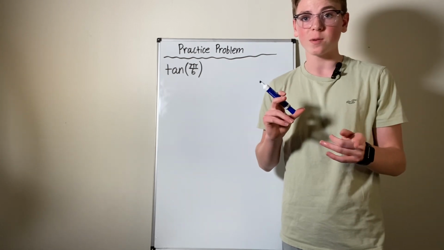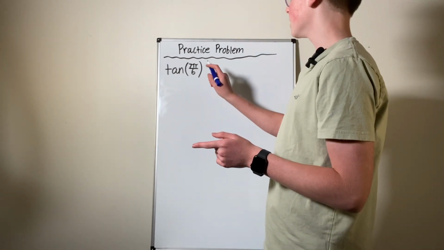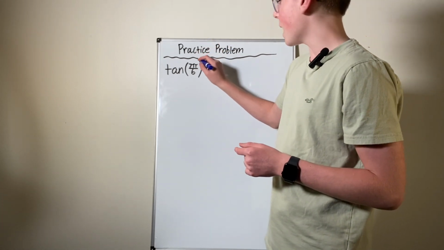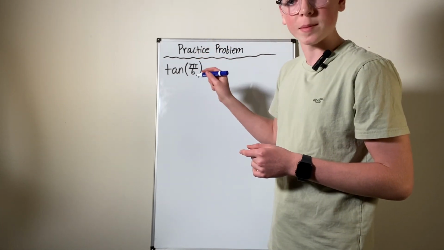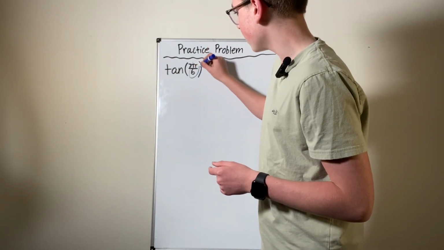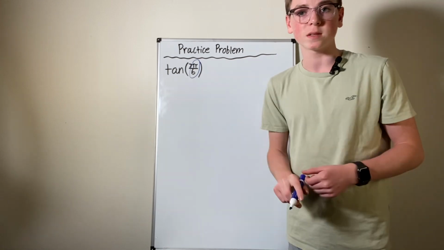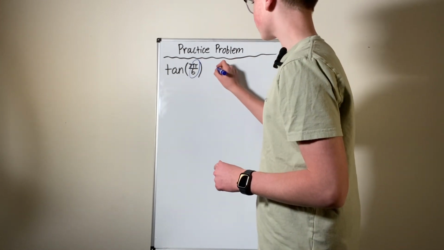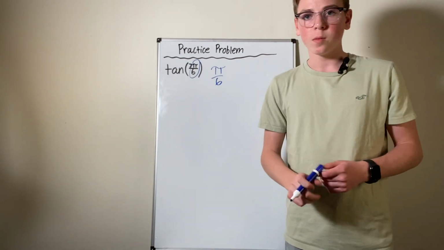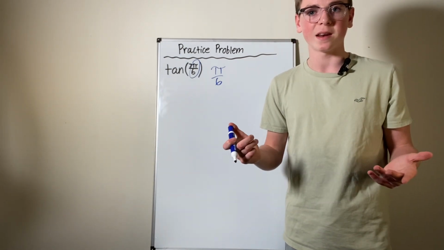So first, let's find a reference angle. You're always going to take this pi, and then look at the denominator. So pi and 6, I'm taking pi over 6. Pi over 6 is my reference angle. Well, what is the sine and cosine of pi over 6?